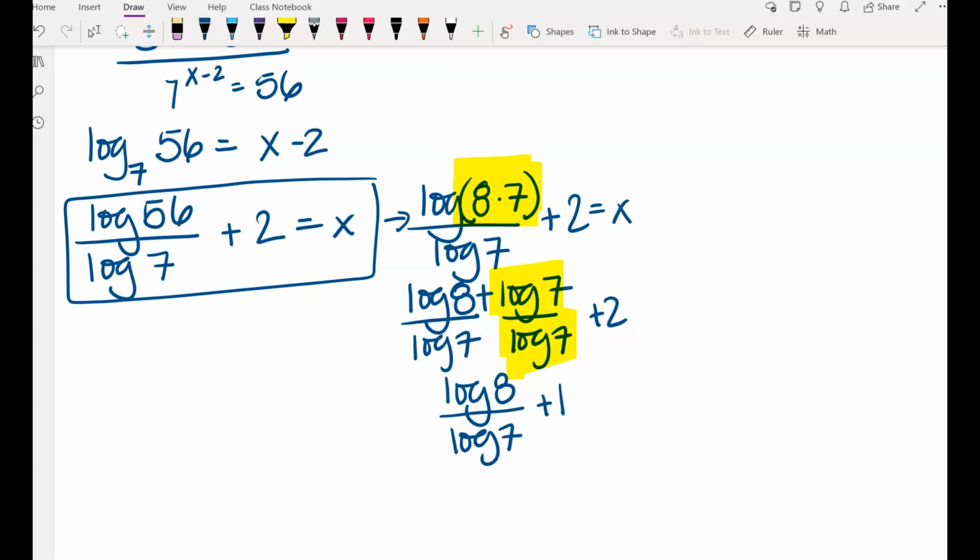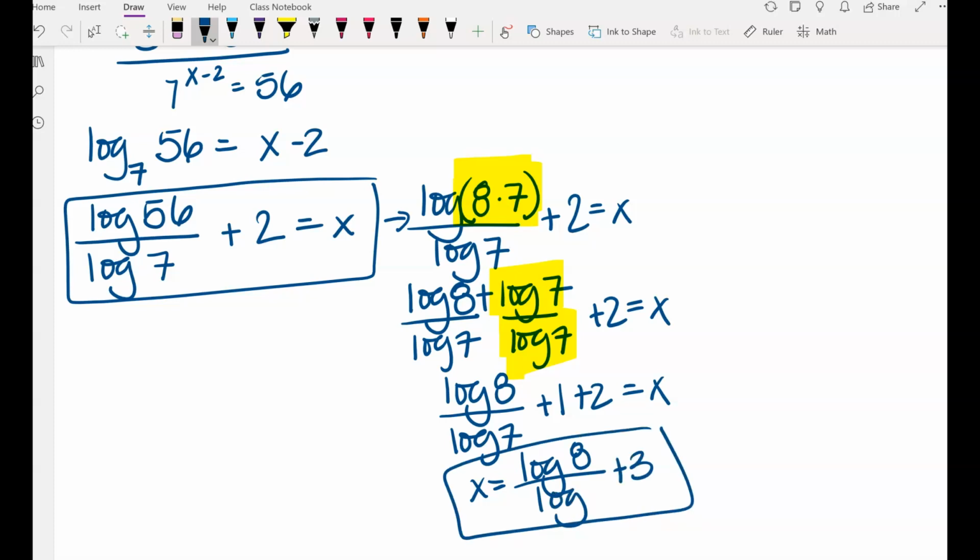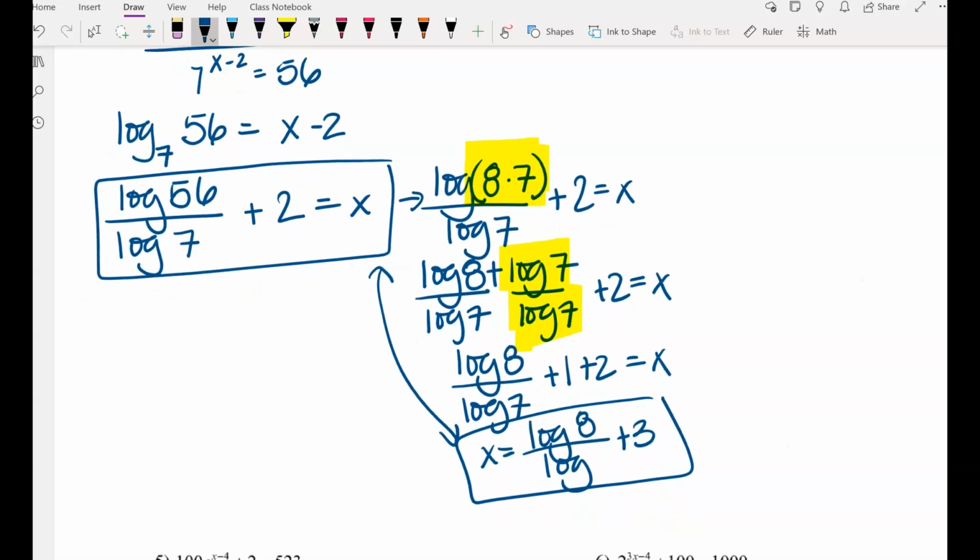Oops, I'm sorry, this is plus 2 equals x. So plus 2 plus 1 here. Okay, so honestly, I can simplify all the way here by hand. So this is the exact answer. This or that we will take if you want when we ask for exact answer.